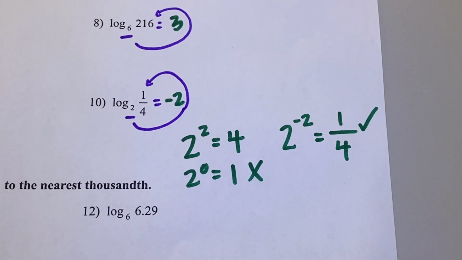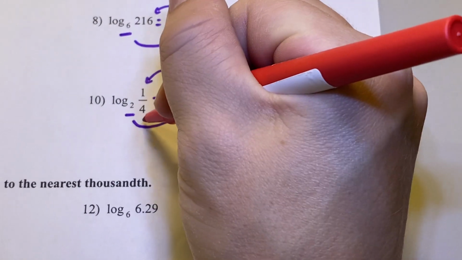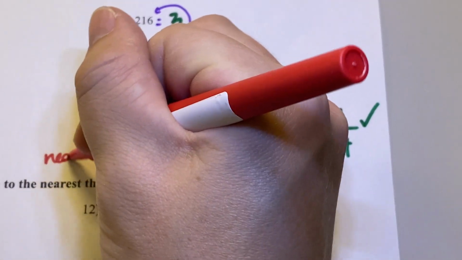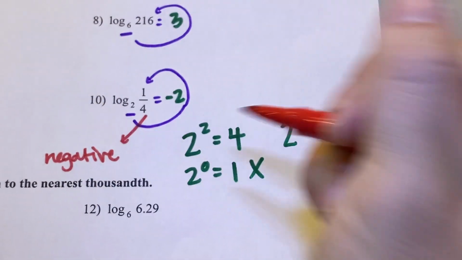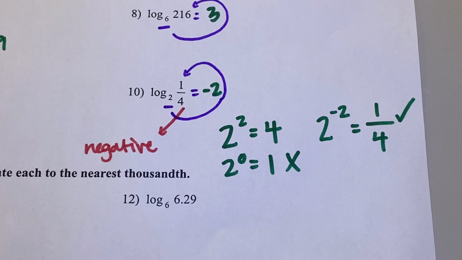Okay, maybe put a star by that. If you're getting a fraction right here, let's make a note. If this guy's a fraction, that means your answer is going to be negative because you had a negative exponent. Does that kind of make sense? If you see a fraction right there, you know it has to be a negative because it's a negative exponent. Okay, so let's practice that one more time.